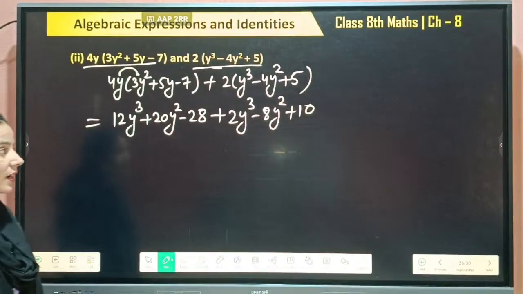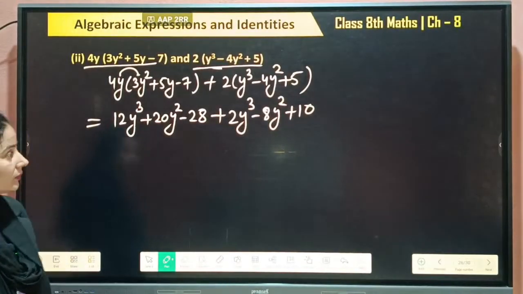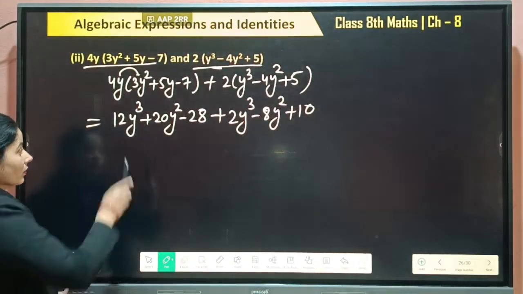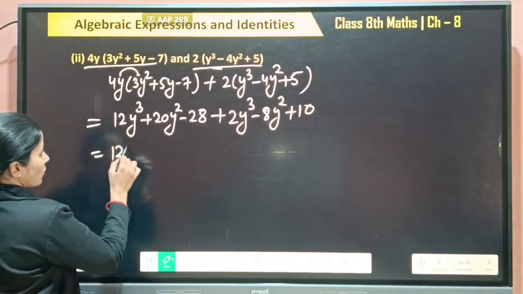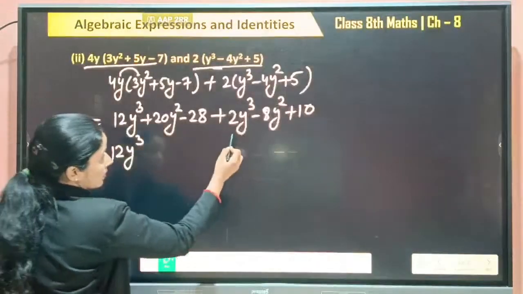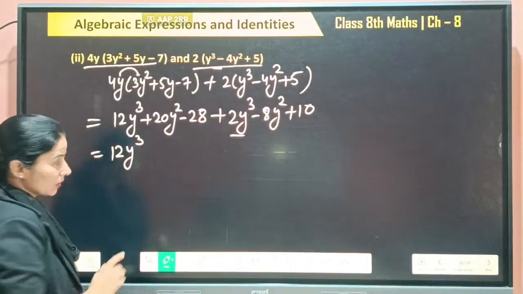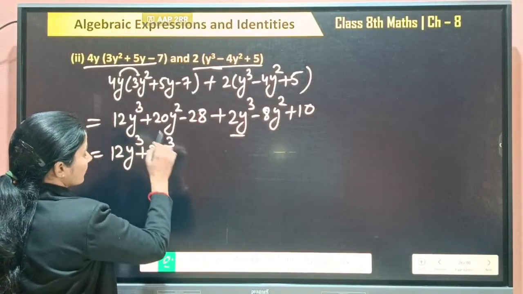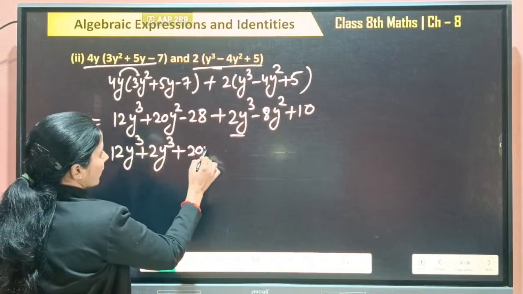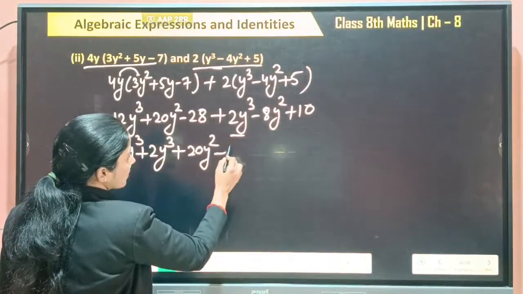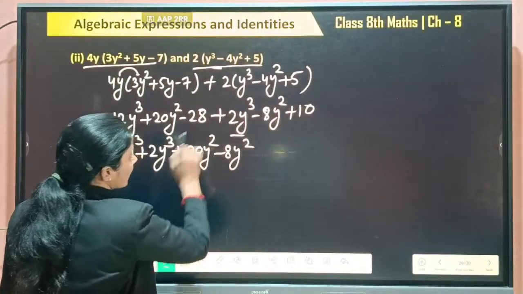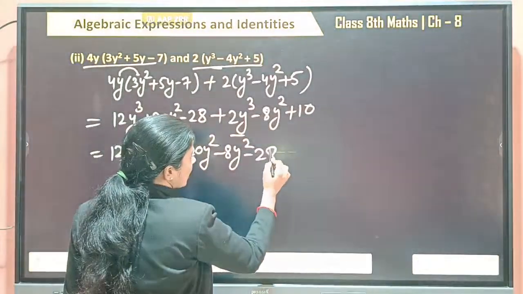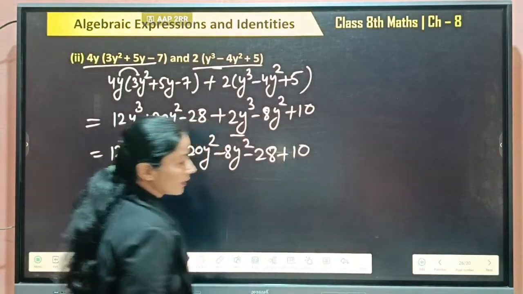Now which terms are like terms? Write them together. This term is y raised to power 3. This term also y raised to power 3. These two terms are like terms, so I will write them together. Plus 20y square, then minus 8y square. Next is minus 28 plus 10.